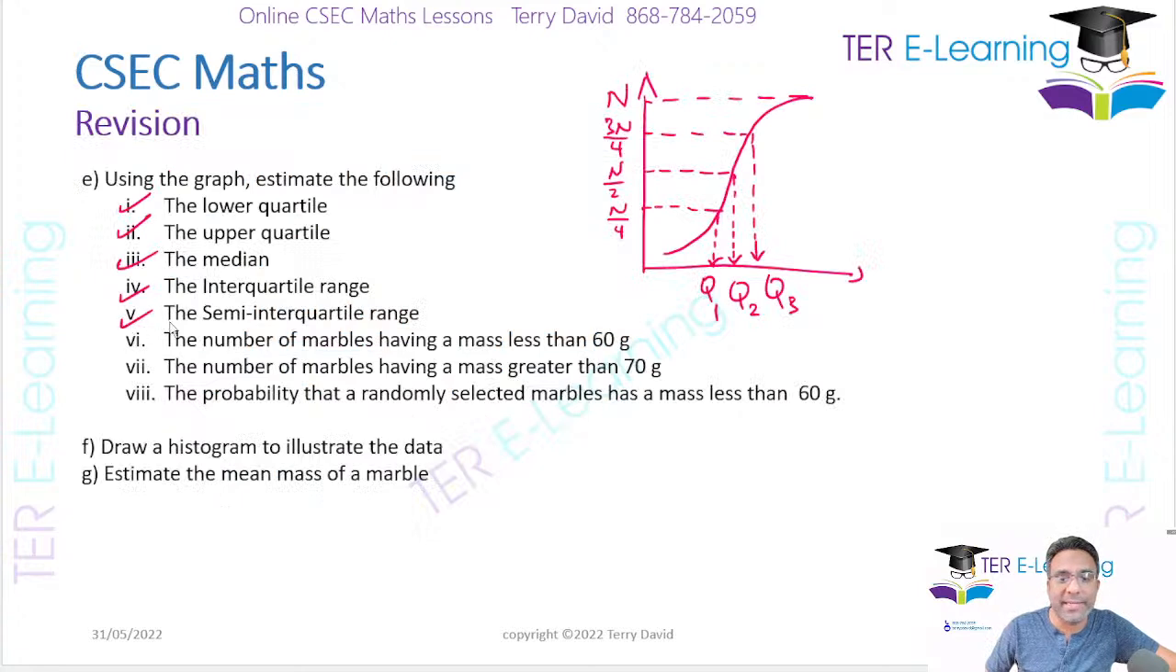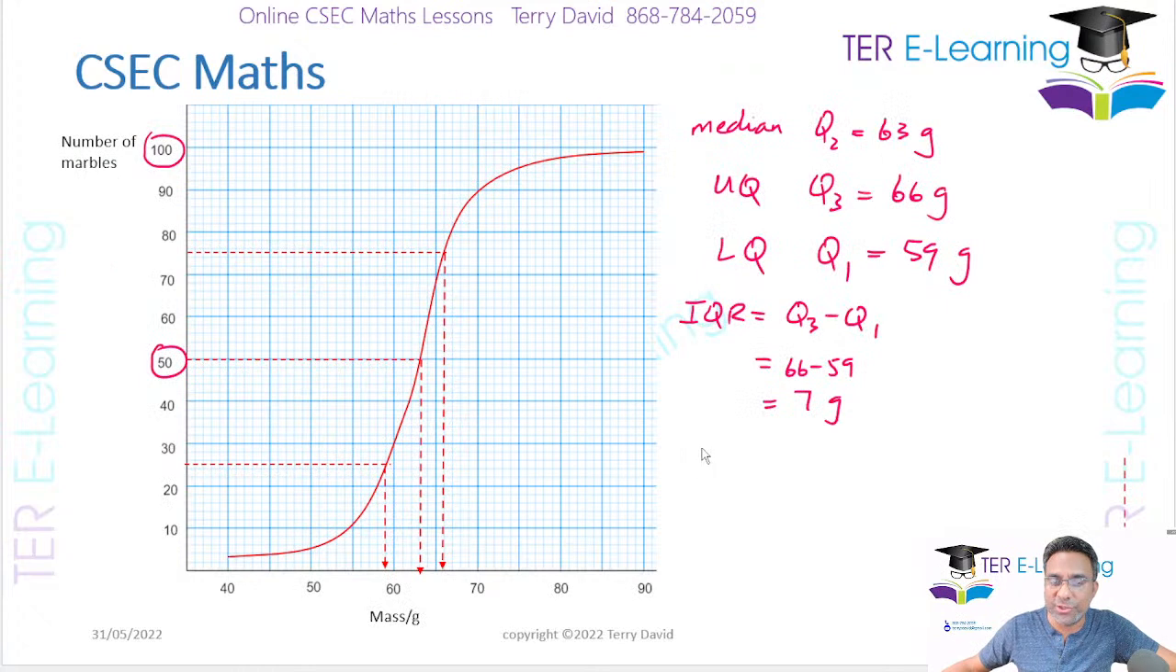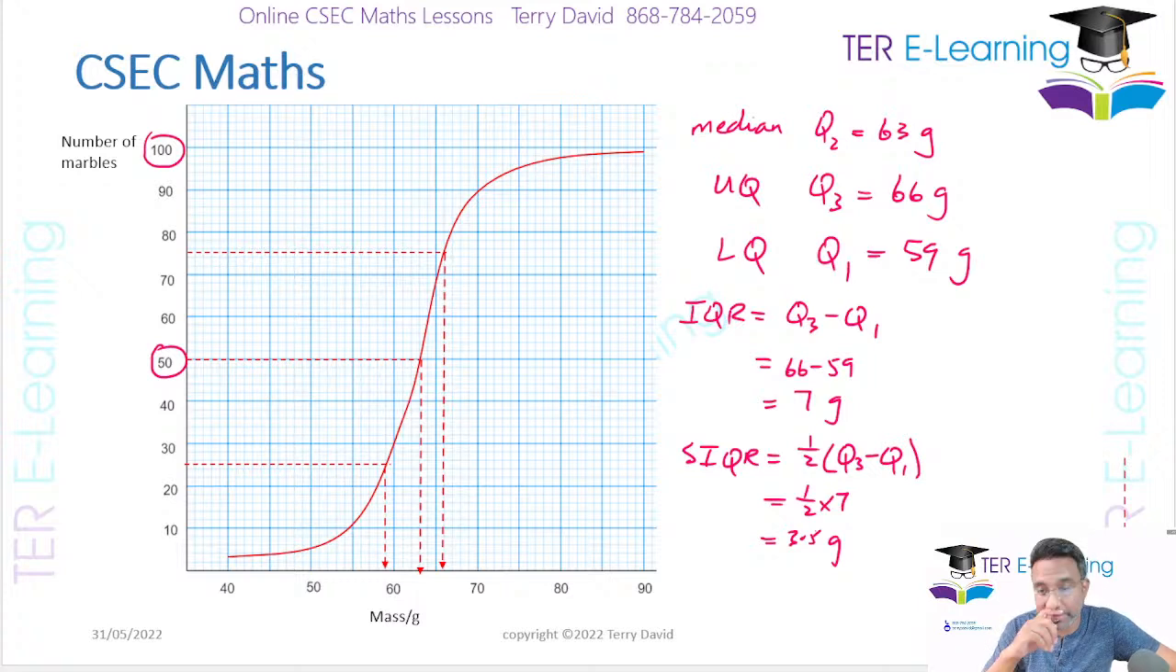The next thing they want is the semi-interquartile range. Your semi-interquartile range, which is SIQR, is simply a half multiplied by Q3 minus Q1, which is a half multiplied by 7, which is 3.5 grams. So that is my semi-interquartile range.